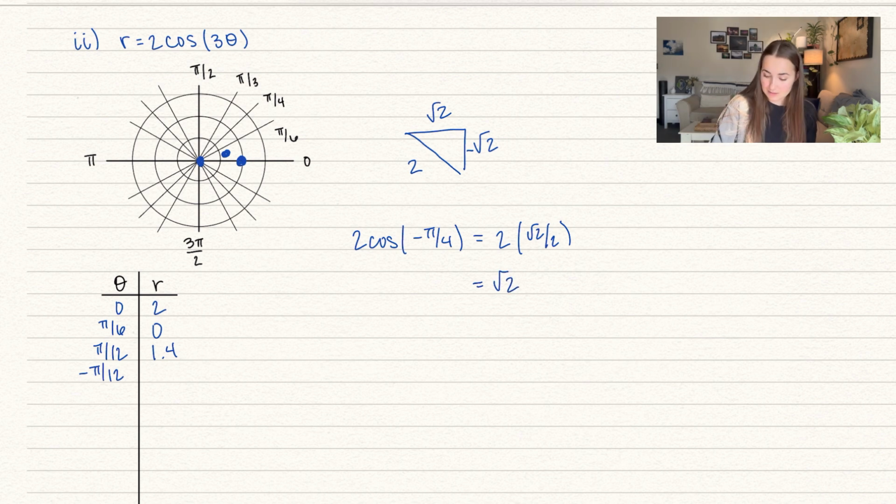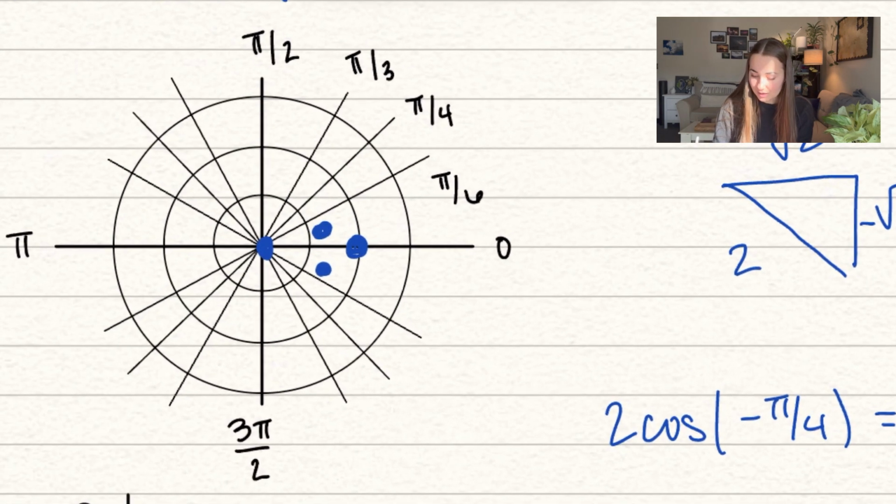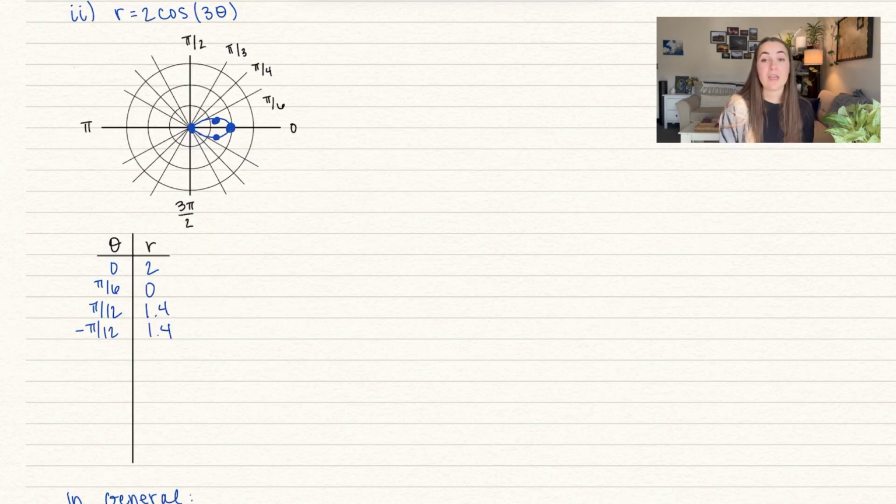So we already found this to be 1.4. So here when we go out our angle of negative pi over 4, which is going to be right there, we're going to go out a distance of 1.4, which is going to be right about there. And here we can see our first little petal. So our petal is going to go around like this. Okay, so we have the first petal and we stopped at pi over 6. So let's go ahead and go now to pi over 4 and see what happens.